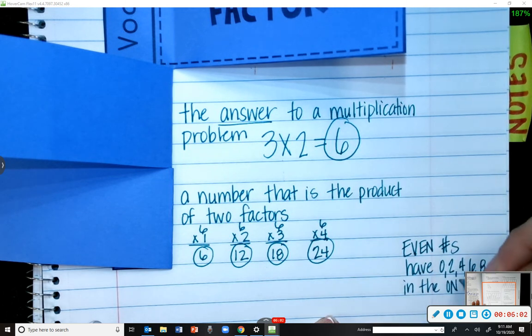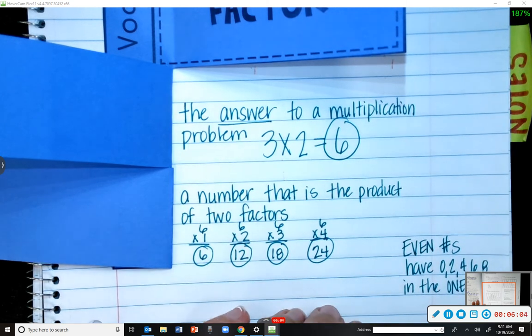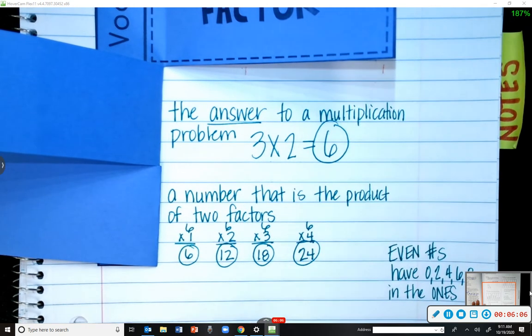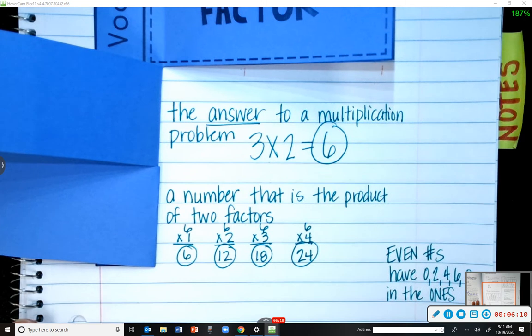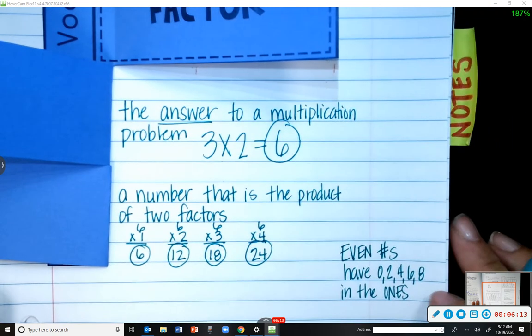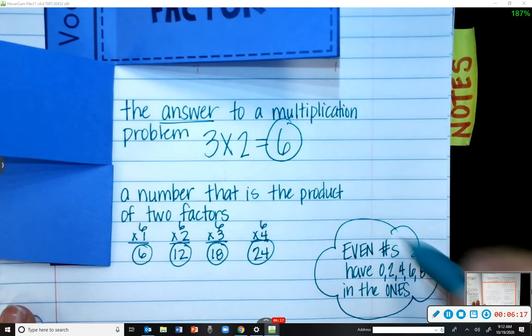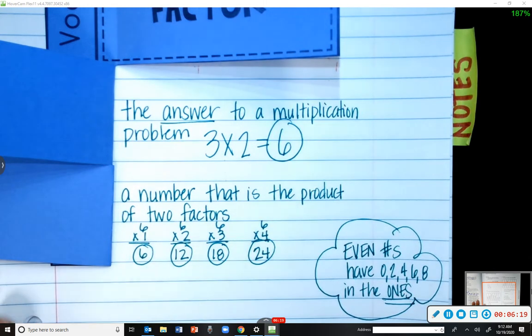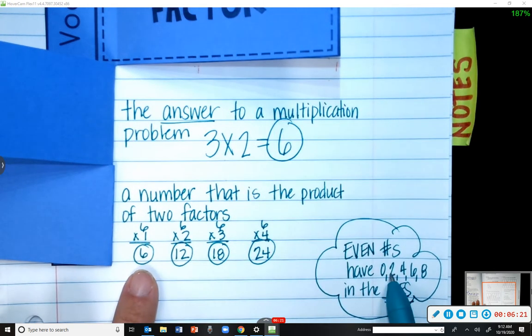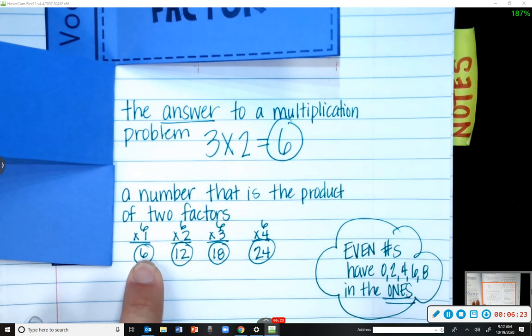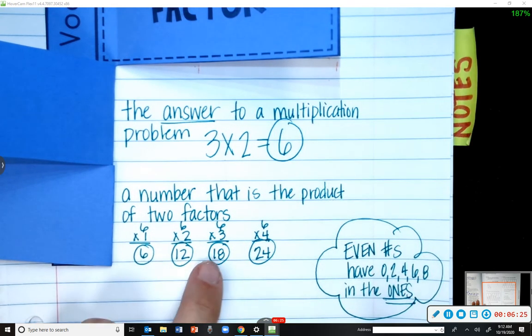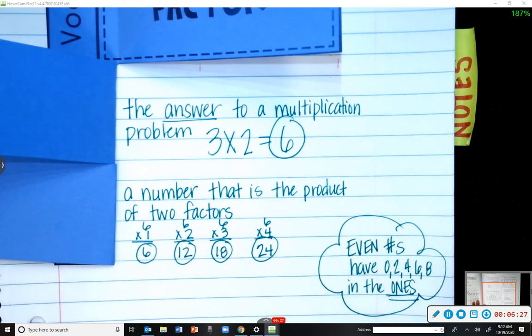Some of you were saying on your power quiz, these are all even, but you weren't looking at the ones place, you were looking at the tens place, okay? So when you're trying to decide if a number is even or odd, you have to only look at the ones place. Even numbers have 0, 2, 4, 6, 8. This has a 6 in the ones, 2, 8, and 4. So these are all even numbers, okay?